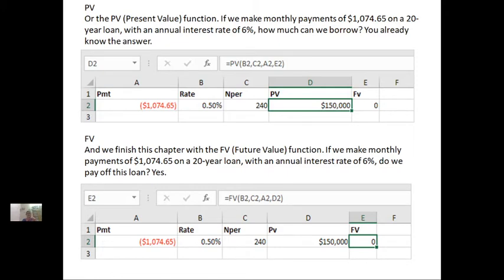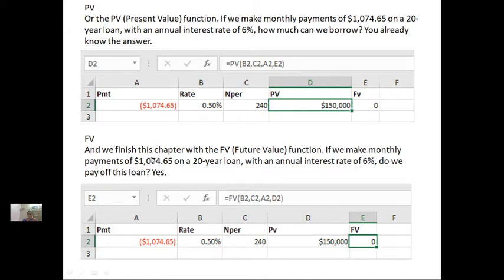The next financial function is PV, the present value function. If we make monthly payments of $1,074.65 on a 20-year loan with an annual interest rate of 6%, how much can we borrow? Let us see how to calculate the present value. Here, PMT is $1,074.65, the rate is 0.50%, and the number of periods is 240. So PV will be $150,000 and the future value will be 0.